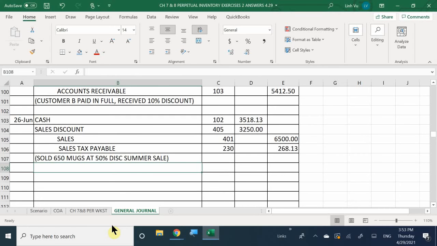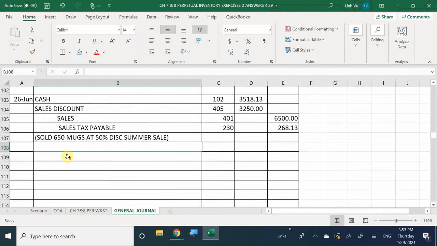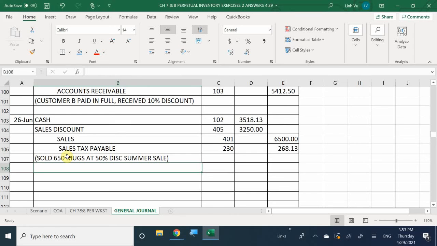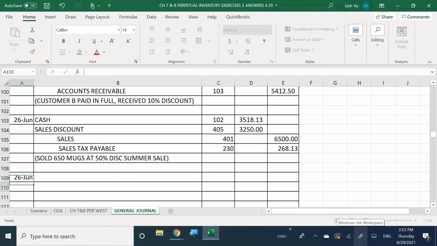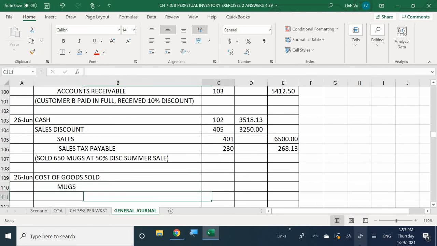All right. Now that I finally recognized my sale, what do I need to do next? We got to update our inventory worksheet. So before I do that, I'm just going to go ahead and lay down my foundation real quick, just so that I don't forget to do it when I come back. So cost of goods sold. And of course, I'm going to be updating my inventory.